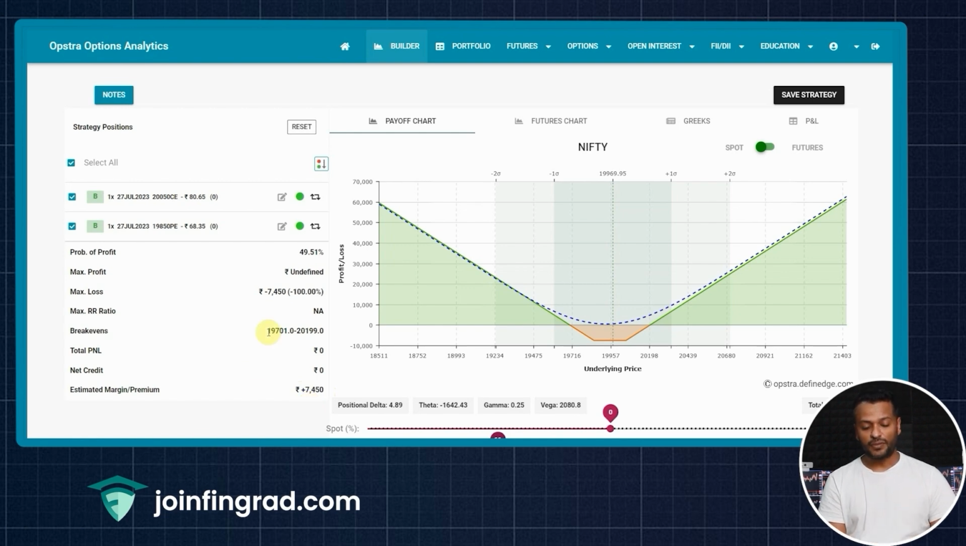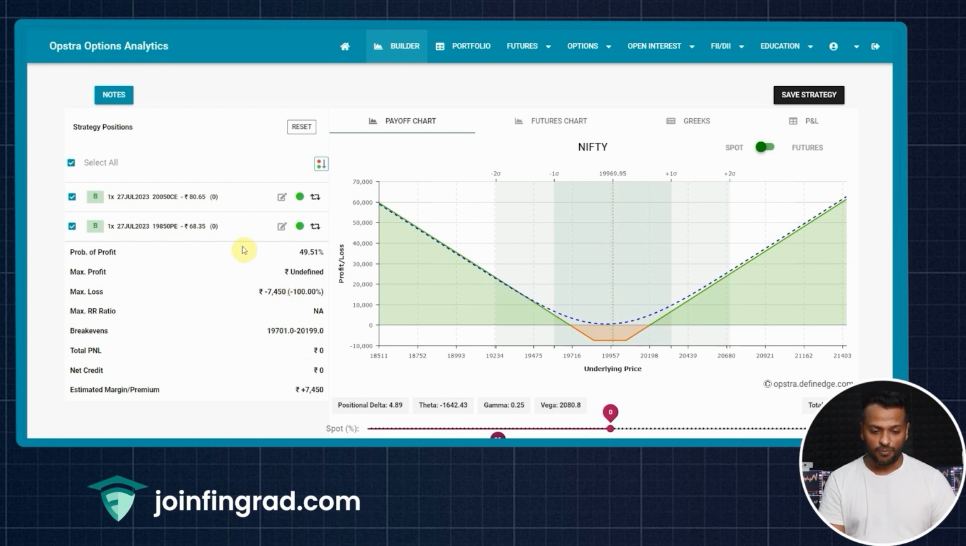The flip side is that the break-even point in this case is 19,701. Either the market comes below that or goes above the level of 20,199, as you can see here. So if you want to pay less margin, then you would obviously have to take a hit on the break-even points. So that is the whole mechanics of straddle and strangle. The maximum loss gets predefined if you are a buyer of a strangle because you have paid premium, and the maximum loss is never more than the premium which you have paid.